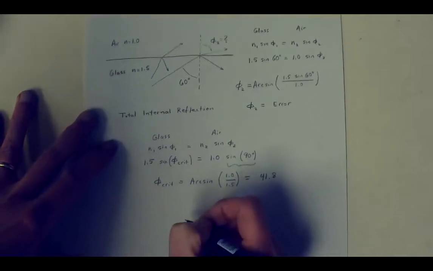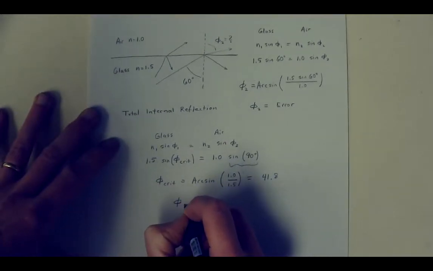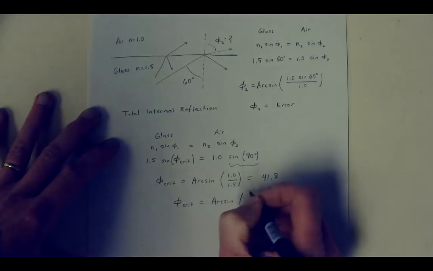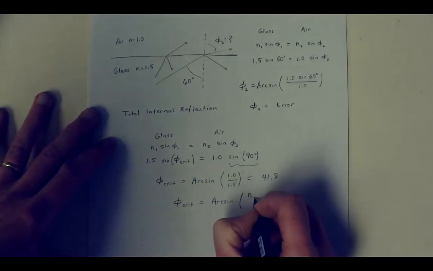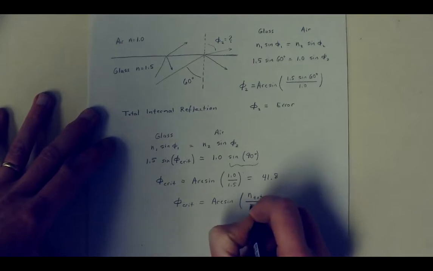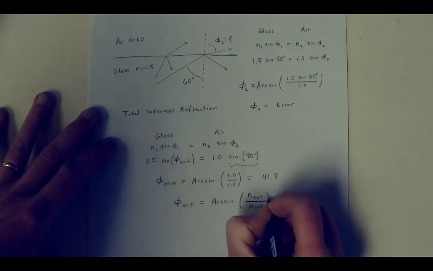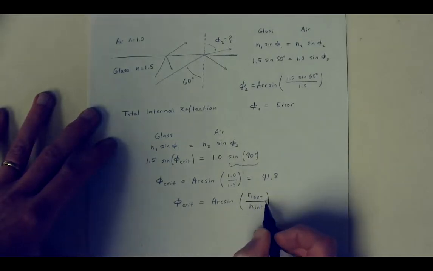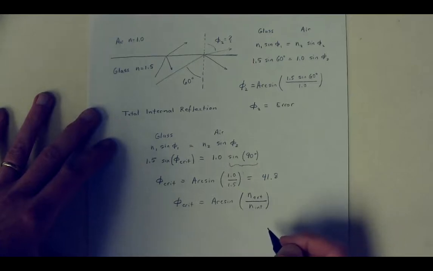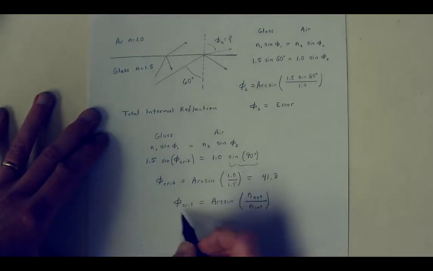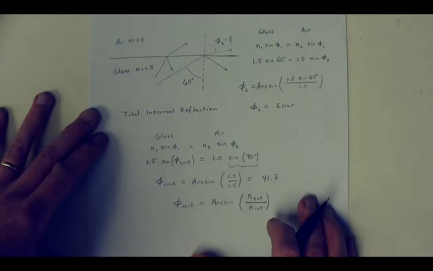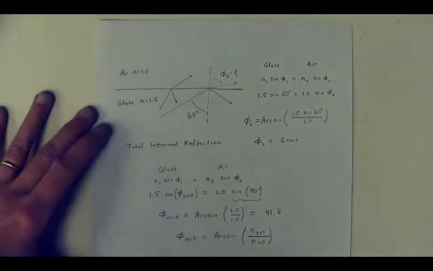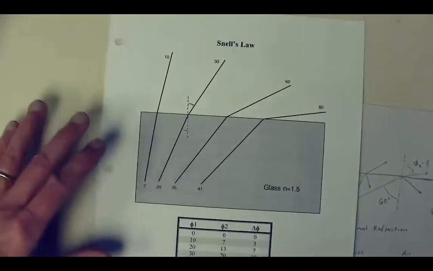Writing it a little bit more generally, the critical angle is the arc sine of the index in the external material divided by the index of the internal material. So the index of the air divided by the index of the glass. There is only a critical angle for internal reflection inside the glass. When you look out in the air, there is no such phenomenon.